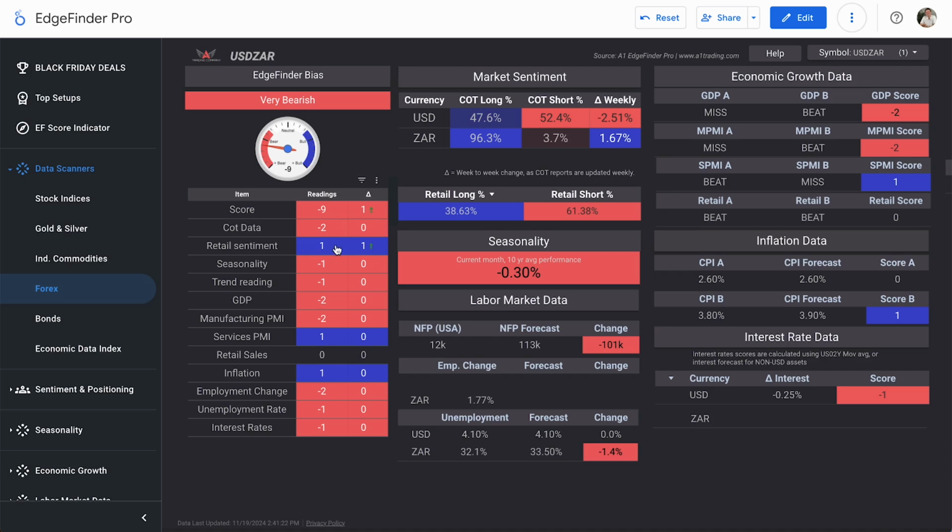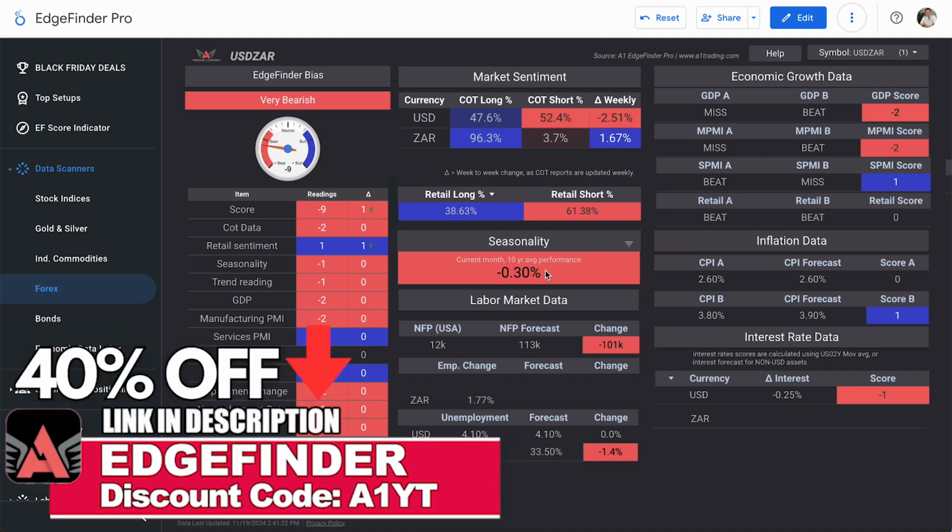Retail sentiment, on the other hand, like I mentioned, is a score of +1. We do just see barely over 60% of day traders right now shorting the USD ZAR pair, and that is giving us our +1 score here. Seasonality is a score of -1, which means that historically speaking, over the last 10 years averaged together in the month of November, USD ZAR does typically trade to the lower side.